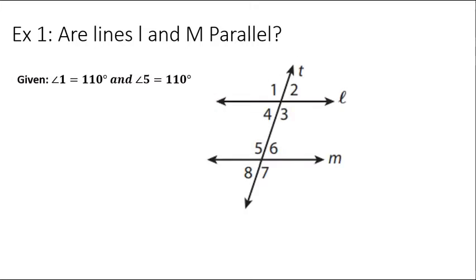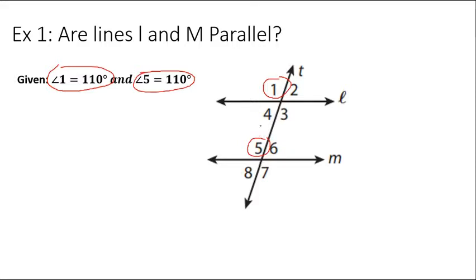So if you look at your diagram here, there we have lines L and M, and then you have that transversal that goes through them, and all 8 angles that are formed. So if you look at your given statement, they tell you that angle 1 is equal to 110 degrees, and angle 5 is equal to 110 degrees. So on your diagram, angle 1's right here, and then angle 5 is down here.